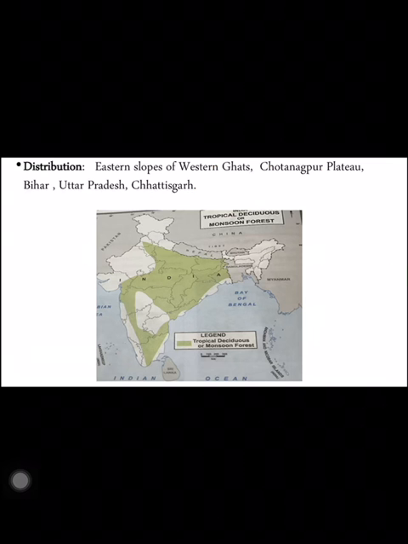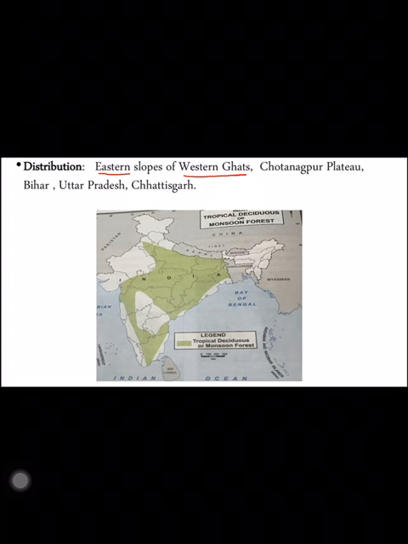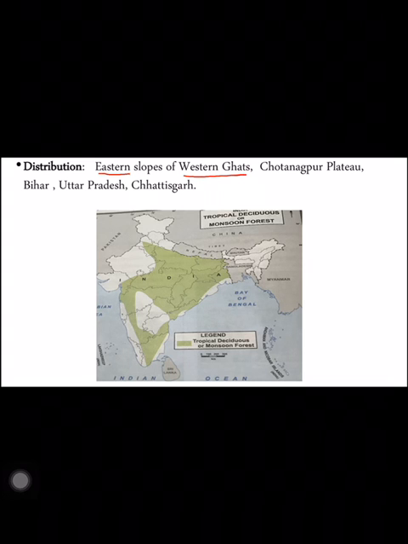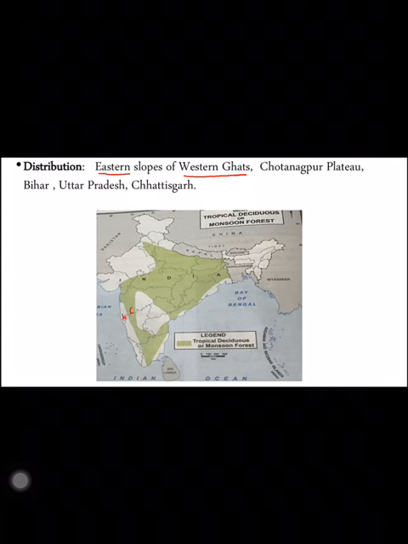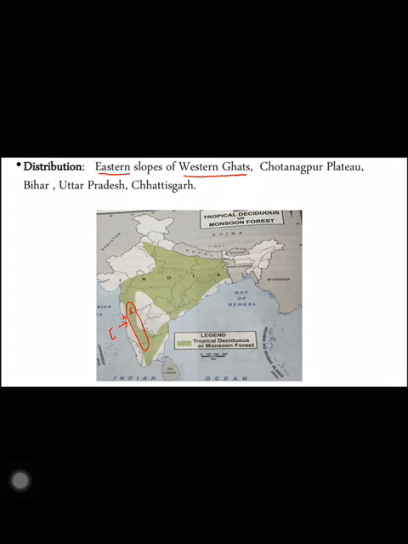Now distribution. If you remember when we were learning about evergreen forests, we learned that evergreen forests are found on the western slope of the Western Ghats. Whereas deciduous forests are found on the eastern slope of the Western Ghats. So if this is your Western Ghats, you can see this is your western side, this is the eastern side. So on the eastern side of the Western Ghats you see your deciduous forest, whereas this western side is your evergreen forest. Okay, evergreen, like we've covered in the last class.